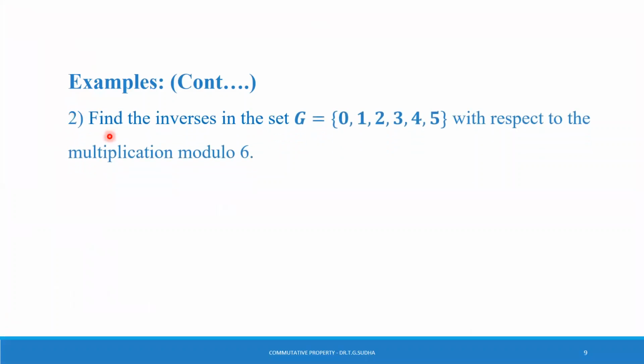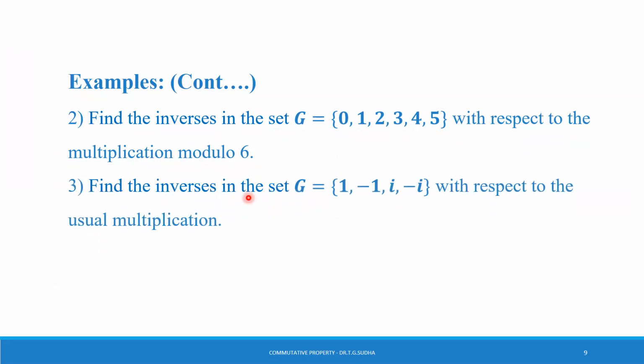To continue with the second example, that is inverses of the set G equal to 0, 1, 2, 3, 4, 5 with respect to multiplication modulo 6, here we need to change the entries as well as the binary operation and change the identity to 1, since it is with respect to multiplication, we know that 1 is the identity element. In the next example, we need to find inverses in the set G which contains all 4th roots of unity. Once again, it is the multiplicative group and the identity will be 1. So we need to change E to 1.